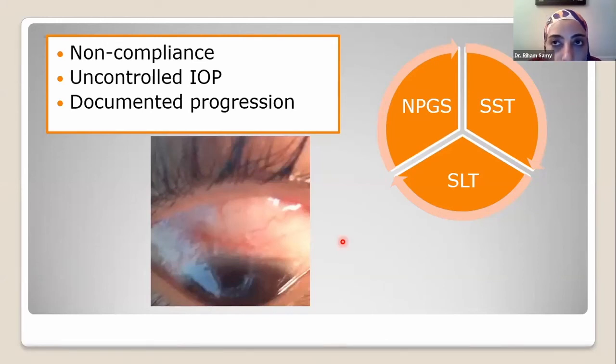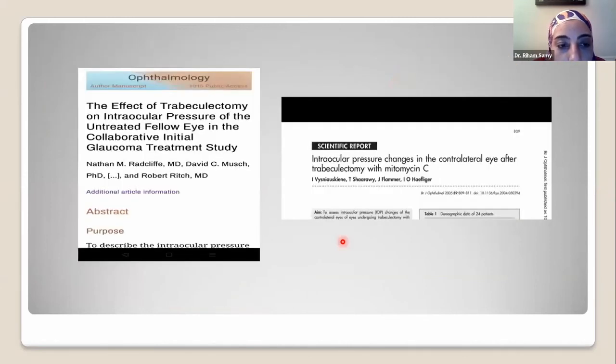When you control the pressure in one eye, there is a cross effect on the other eye even after performing trabeculectomy. And I think you should follow up the other eye and document if progression occurs by OCT and visual field as well, to have the decision for surgical intervention, or you can convince him to start medical treatment. And here are some reports from literature that assist my opinion.